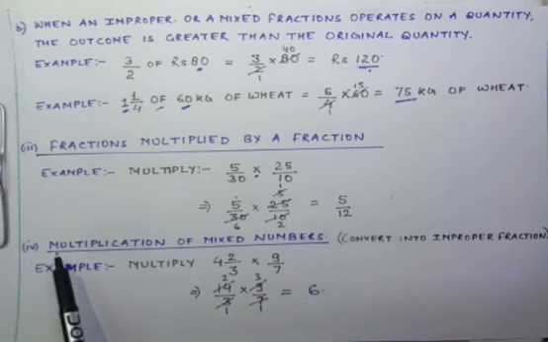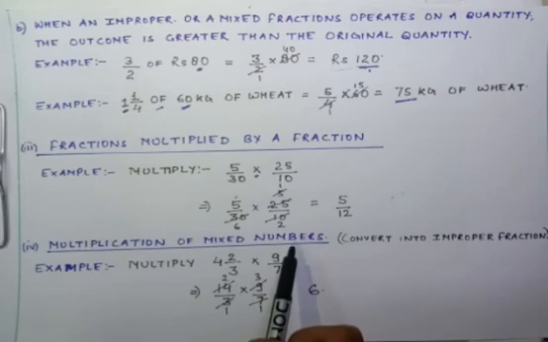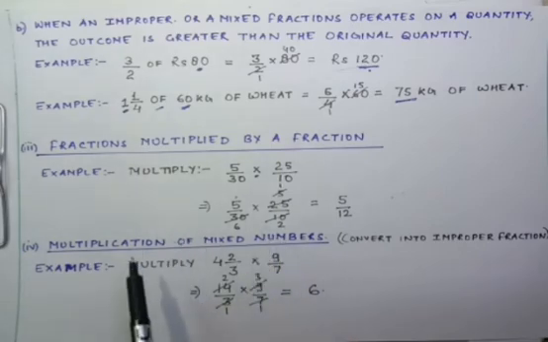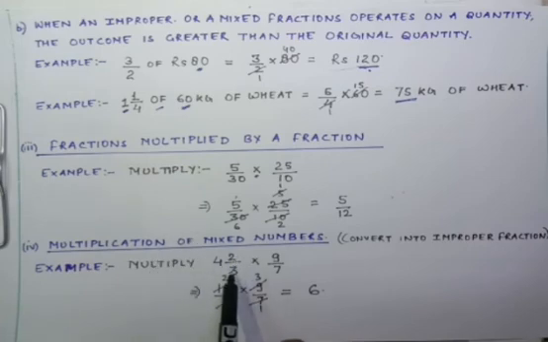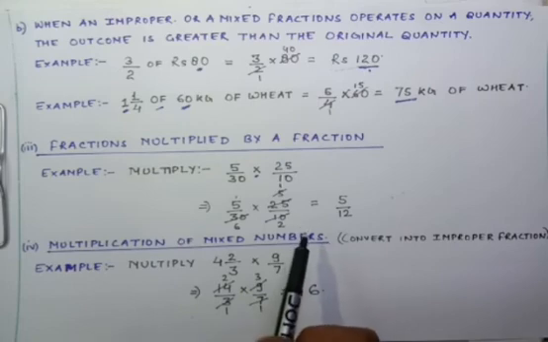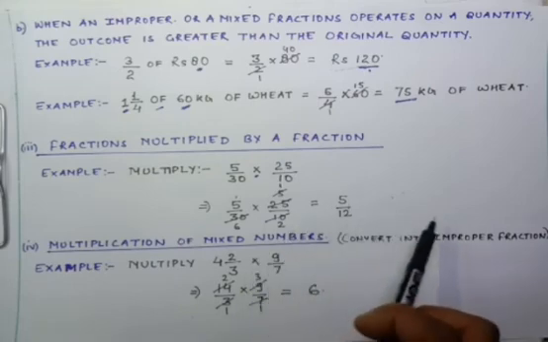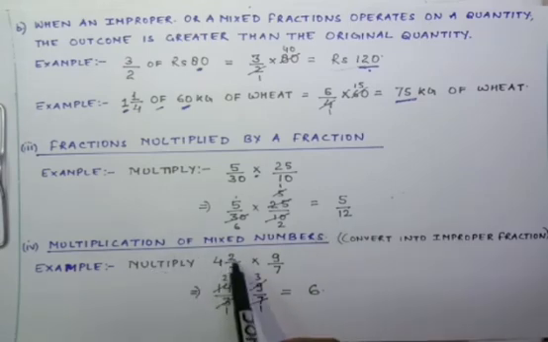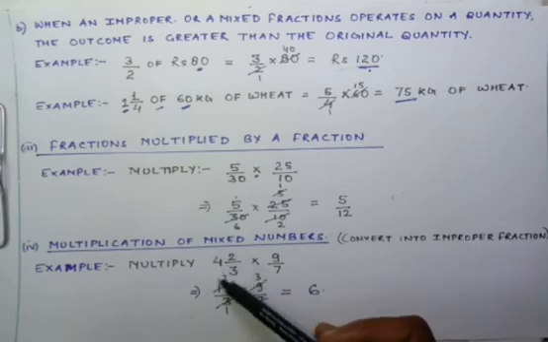Let us come to the last point, that is multiplication of mixed numbers. Now how are we going to multiply a mixed number? Mixed number means a fraction with a whole part as well as a fractional part. So first of all we are going to convert that mixed fraction or mixed number into an improper fraction. Let us take an example. 4 2/3 multiplied by 9 upon 7. Over here it is a mixed fraction.